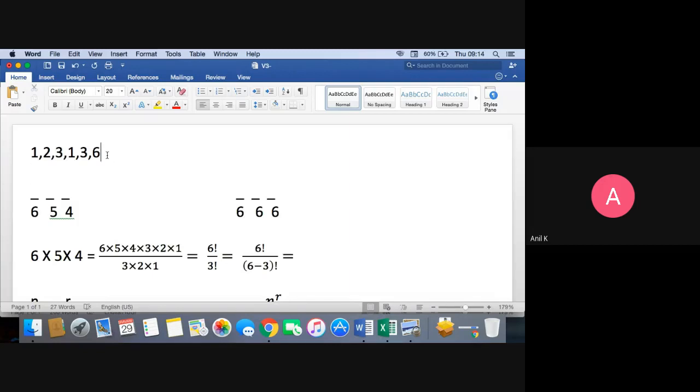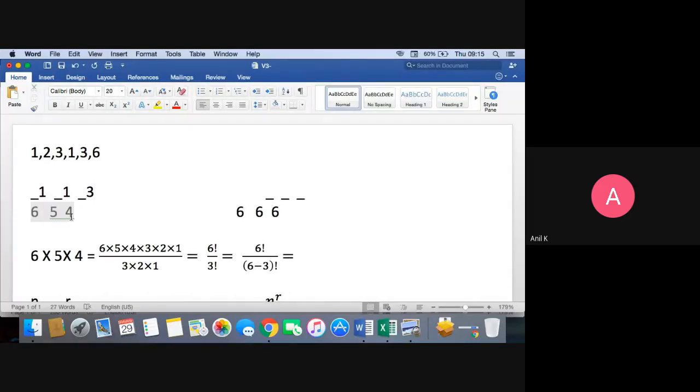Here also 6 digits are given to you: 1, 2, 3, 1, 3, 6. Again, I'll ask you how many 3-digit numbers you can make using the given numbers. Now here the digits are repeating. 1 is repeating twice, 3 is repeating twice. So in that case, for example, I put my 3-digit number as 1, 1, maybe 3.